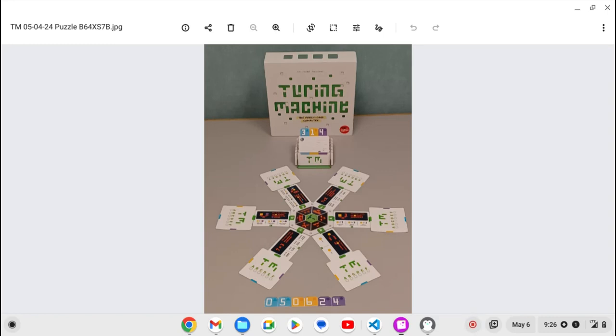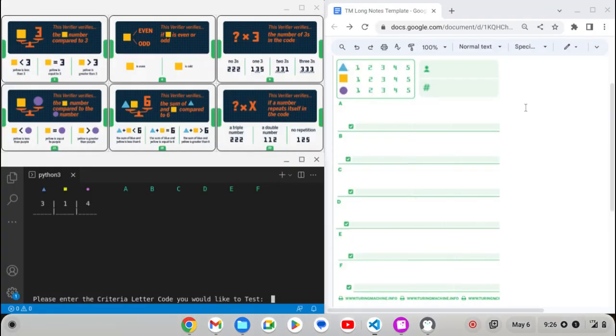Let's begin. Today's May 6, 2024, and we're doing our Daily Turing Machine Puzzle. Notice our 6 criteria cards and our 6 verification cards.